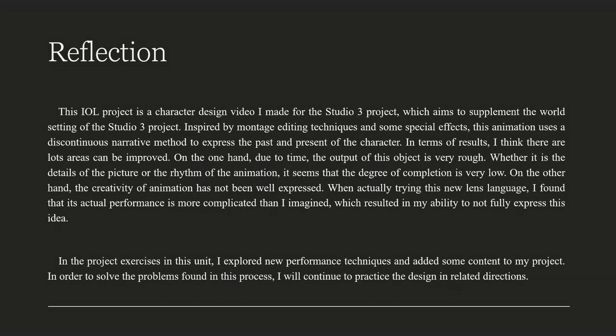On the other hand, the creativity of the animation has not been well expressed. When actually trying this new lens language, I found that its actual performance is more complex than I imagined, which resulted in my not being able to fully express this idea. In the project practice in this unit, I explored new performance techniques and added some content to my project. In order to solve the problems found in this process, I will continue to practice design in related directions.